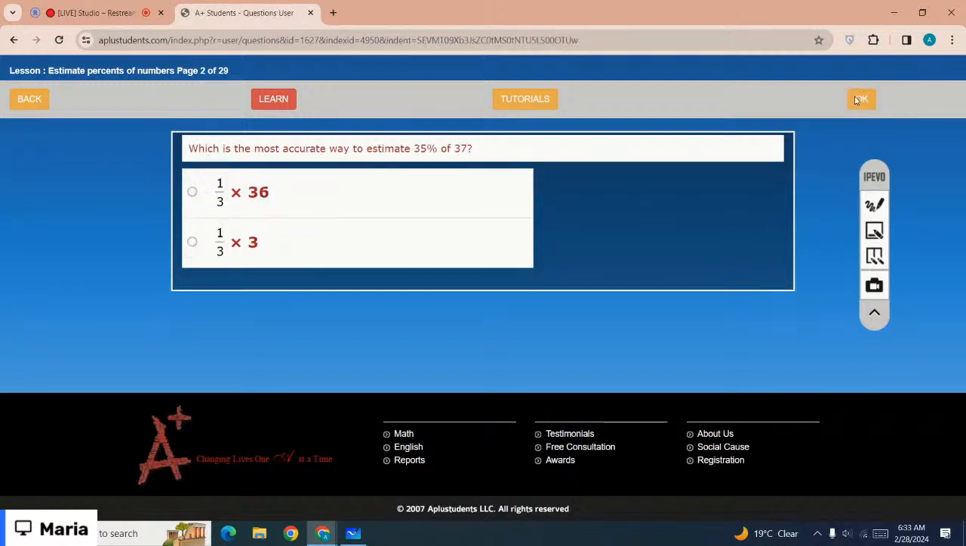No, the first one. Basically you have to round off both the numbers. How do you round off 58? You can estimate 58.